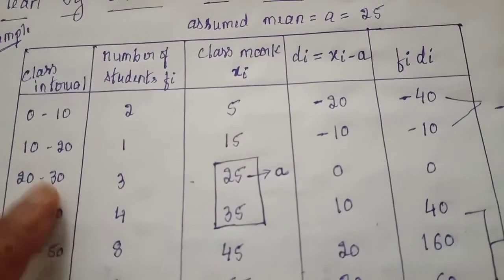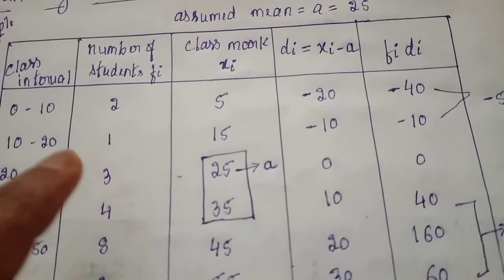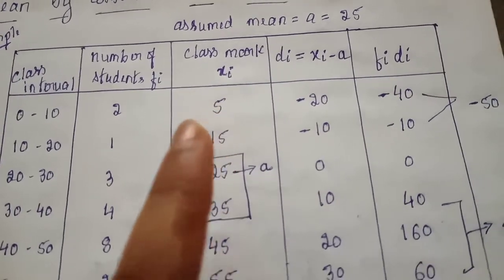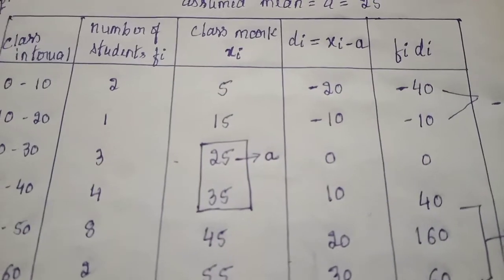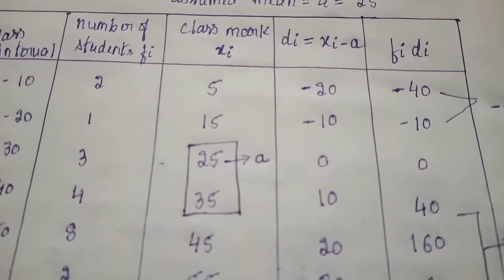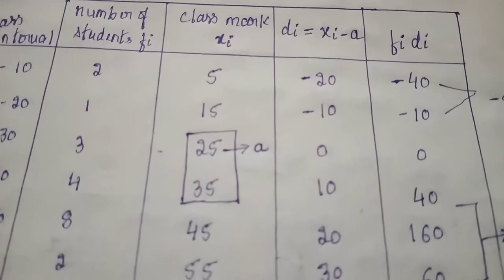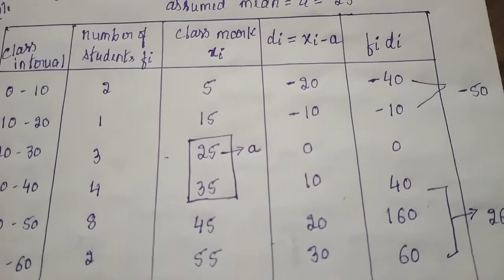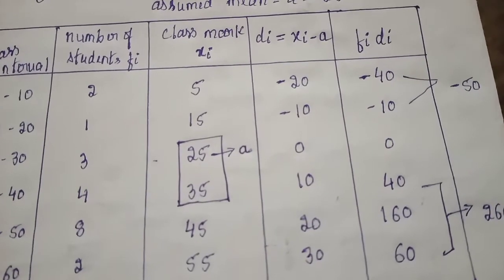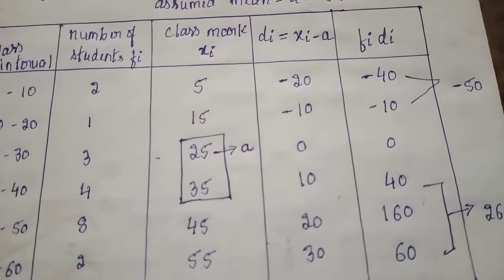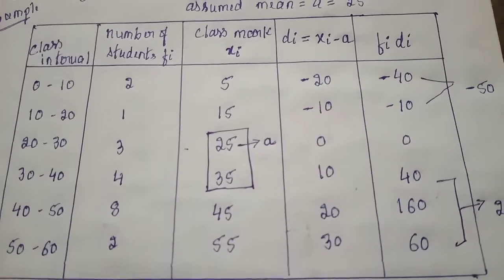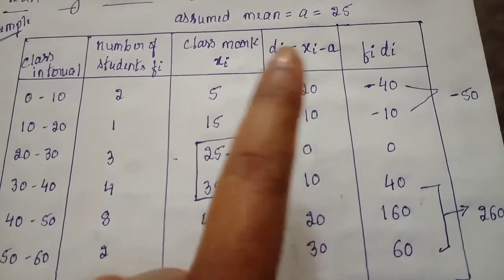I hope everyone is following. The first column is class interval, given in the question. The number of students, fi, is given in the question. In direct method we already took class mark, that is xi. And di is the deviation from xi, that is xi minus a. a is one from xi, the middlemost number. When the number of observations is odd, we get one middle number. When it is even, you can take any one out of 2. Now we got the di column. And recall your direct method: we did multiplication of fi with xi.